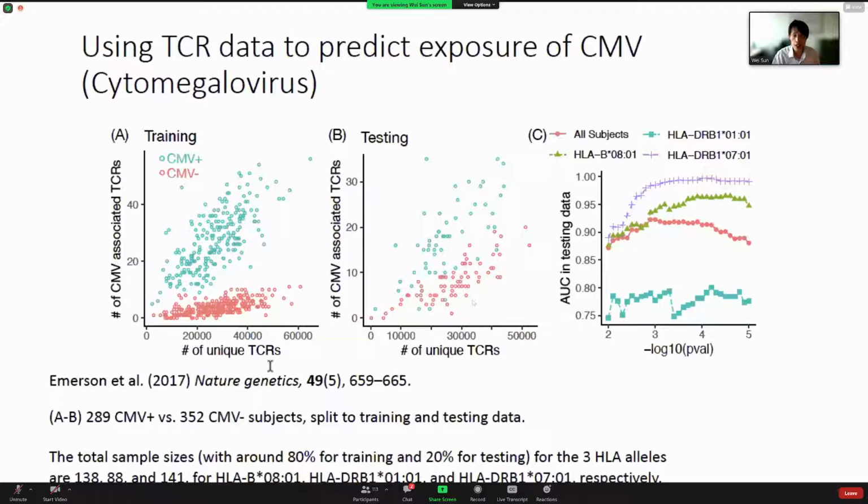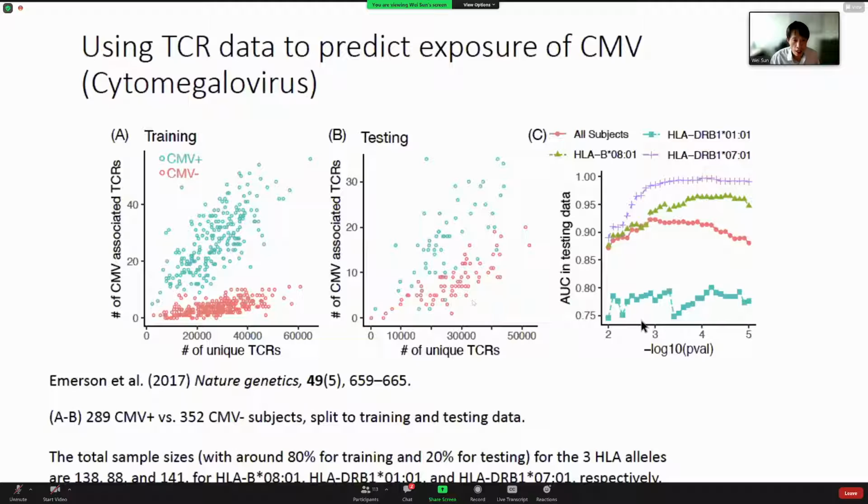You can see the signal is actually very strong. If you consider this like a GWAS problem, you can predict the trait very accurately. Training is like perfect, but in testing you can see there's still a good separation. The way we select which TCRs are associated with CMV is based on a p-value threshold. Now if we use a different p-value threshold, then look at the AUC, the area under the curve, that tells you overall how accurate the classification is.